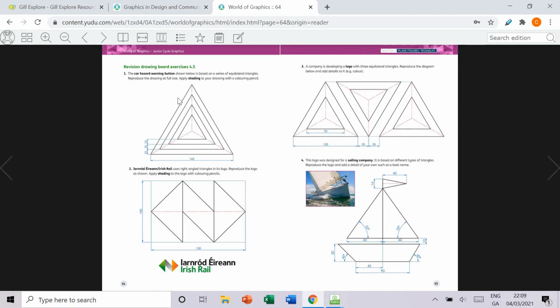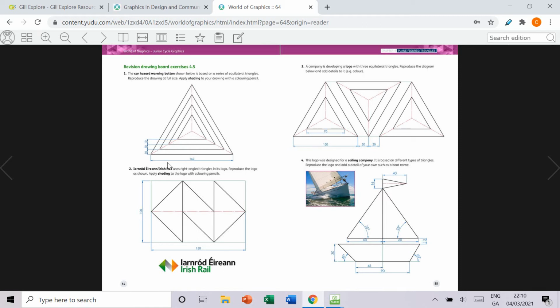Okay, so reproduce the drawing at full size. Apply shading to your drawing with a pencil, okay, when you're finished. So we're going to try to draw this one. Now what I want to do is have this center point right in the middle. So we're going to have to use some of the theory that we have about triangles.